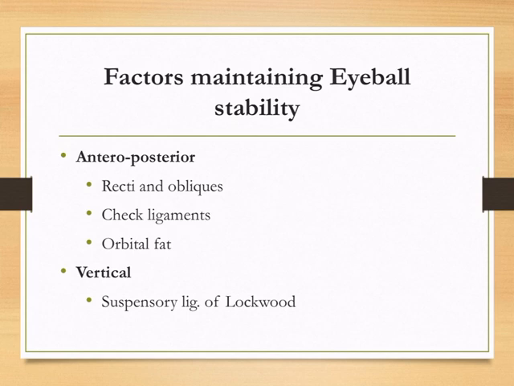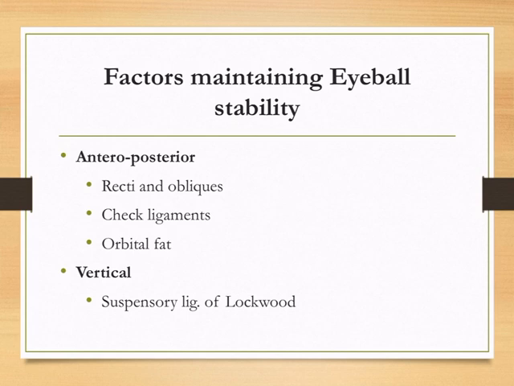Try to understand that if one of the recti is compromised, then the obliques win in the tug of war. So the eyeball pops slightly outwards. If one of the obliques is compromised, then the eyeball pops inside because of the recti winning the tug of war. I hope you understand what tug of war is, when two people are on either side of a rope, okay? So then there is a tendency for the eyeball going inside. These are respectively known as exophthalmos and enophthalmos, okay?